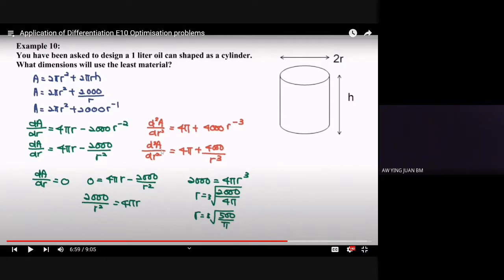Okay, so nampak ini adalah step yang ketiga, iaitu cari masalah kita. Okay, dy dx atau dA dr equals to 0. Akhirnya saya dah dapat saya punya masalah, iaitu saya punya R. Seterusnya, saya nak cari apa? Saya perlu test. Ingat tak? Second derivative test. Saya perlu test supaya saya boleh dapat least material, maksudnya minimum.